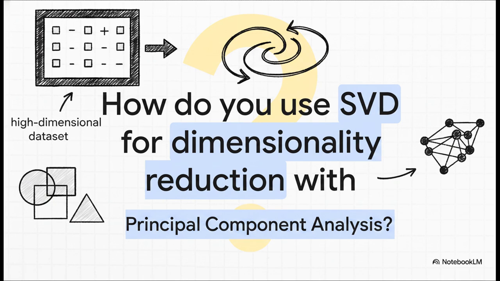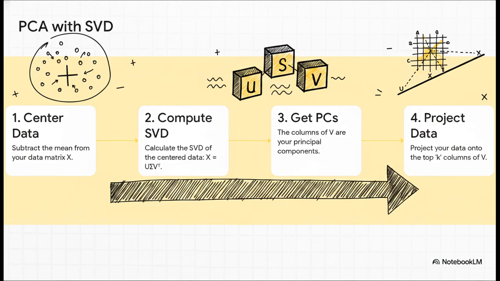This is the kind of question that tests if you can connect a powerful algorithm to a core everyday ML task. And the answer is just so direct and elegant. First thing you do, you prepare your data by centering it. That just means you subtract the mean from each column. Then, you simply compute the SVD of that centered data matrix.